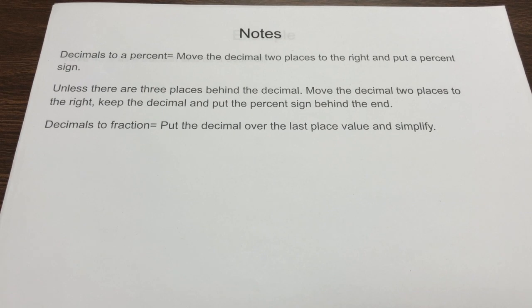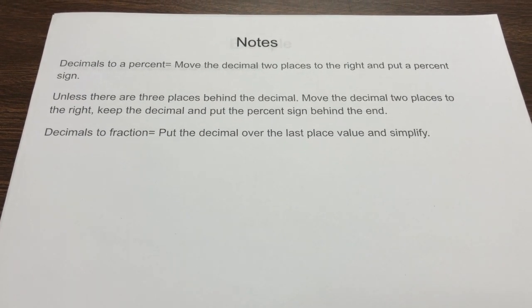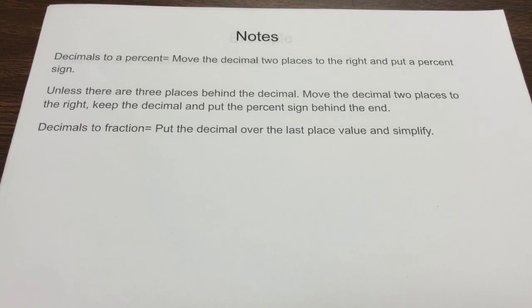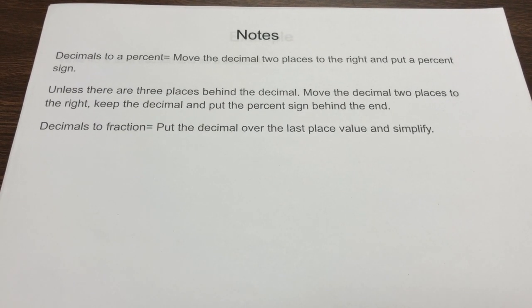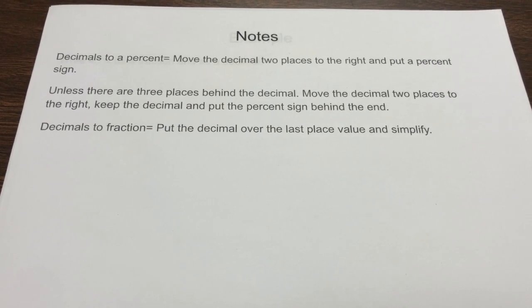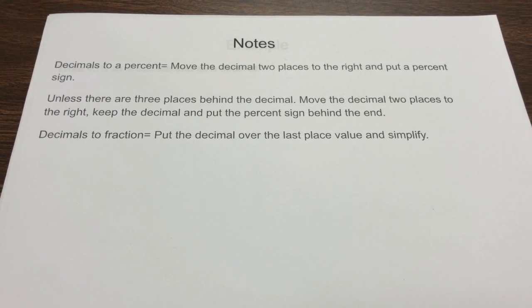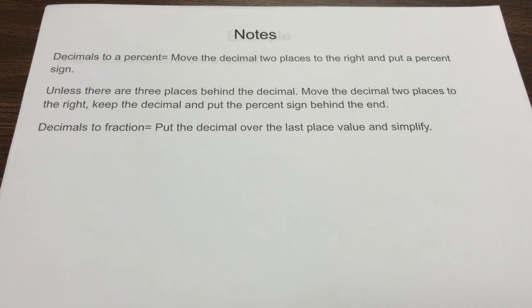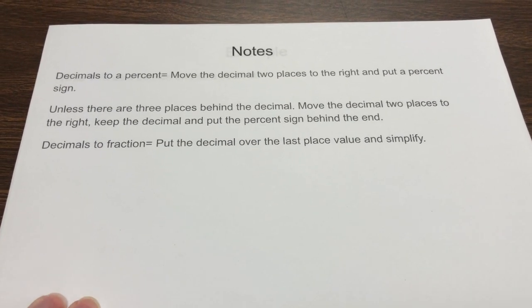If you're converting from a decimal to a fraction, you put the decimal over the last place value and simplify. I'll try to make a place value video soon. I'll add that to my list, but for right now, just know that if it's in the 10th place, you put it over a 10. If it's in the 100th place, you put it over 100, and so on.